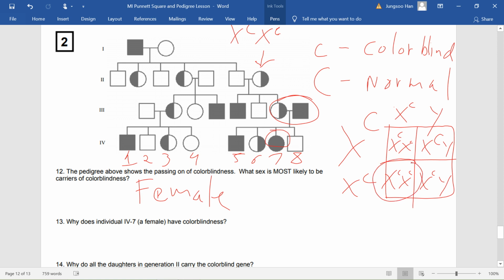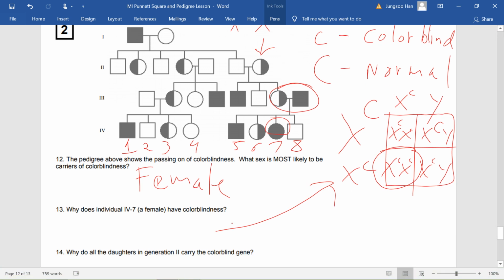So that's basically the reason why she's colorblind: her dad is colorblind and her mom is a carrier of colorblindness, and her mom gave her the X little c sex chromosome, and her dad gave her the X little c sex chromosome. So that's why she ends up with X little c X little c and is colorblind.